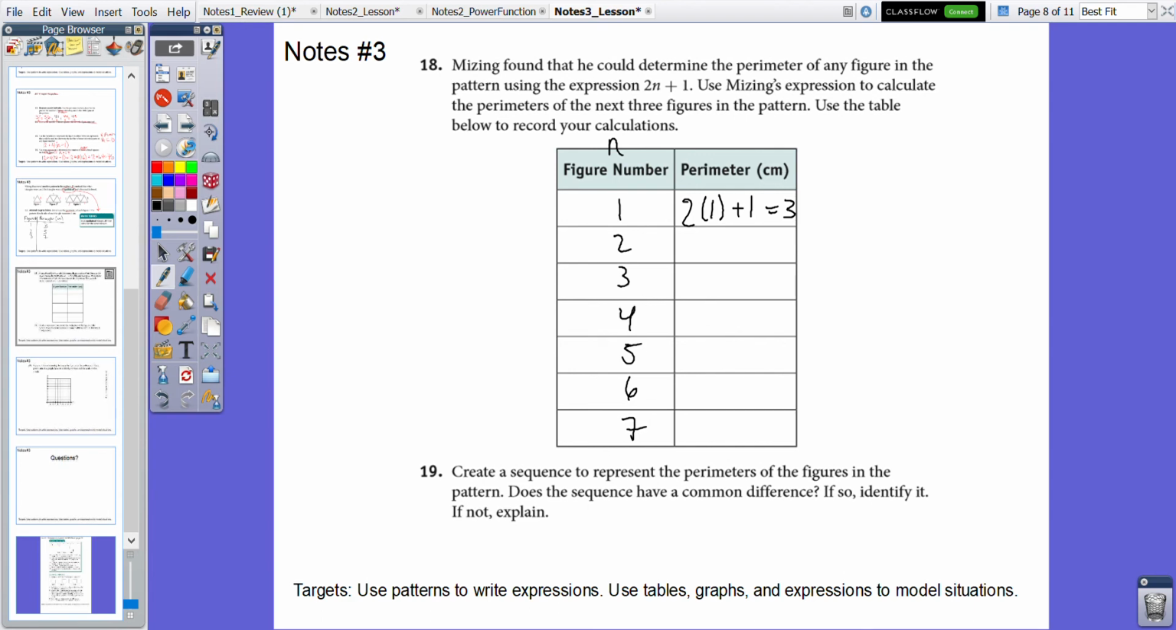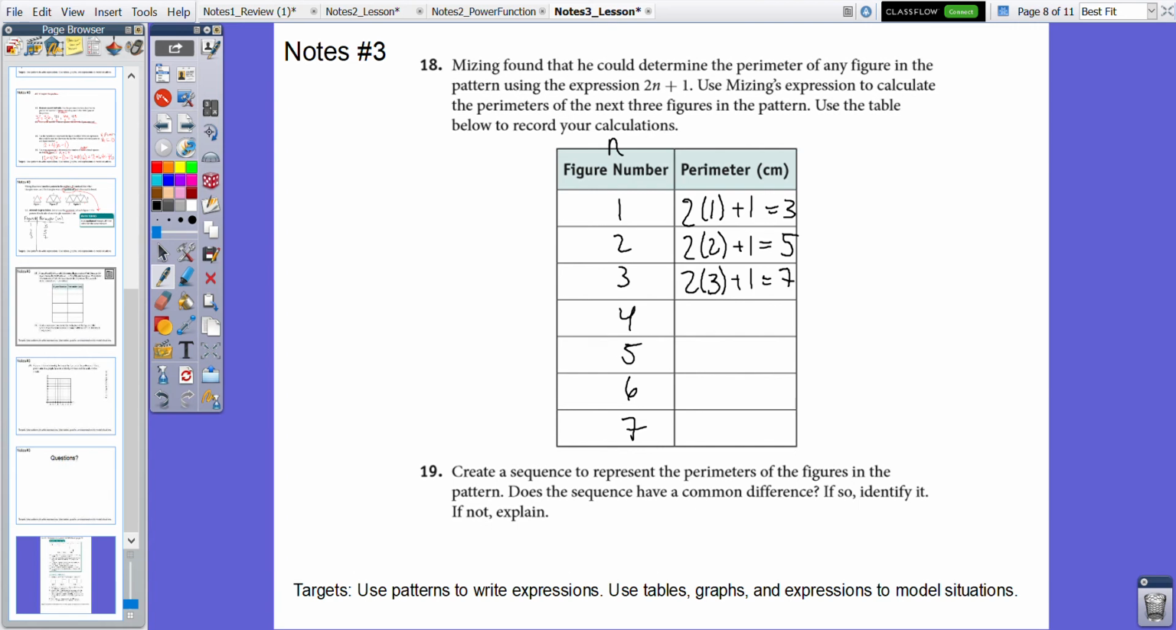What about for 2? So 2 times 2 plus 1. So 2 times 2 is 4, plus 1 is 5. Still, he's very good here. And then for 3, so 2 times 3 plus 1, let's see here, 2 times 3 is 6, 6 plus 1, that still gives me 7. So from here, we can determine that Meising's expression is correct.